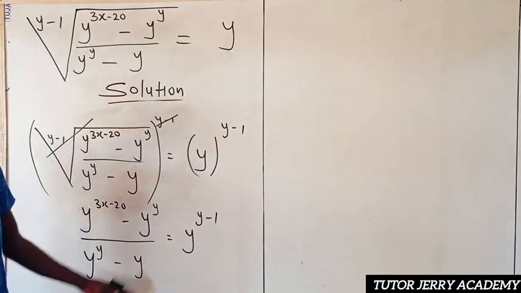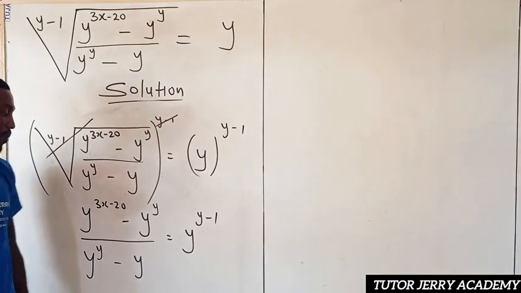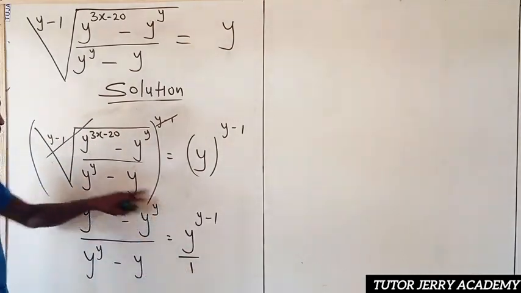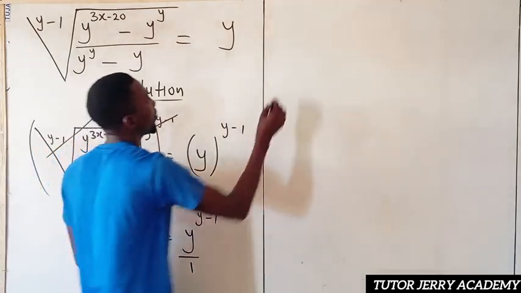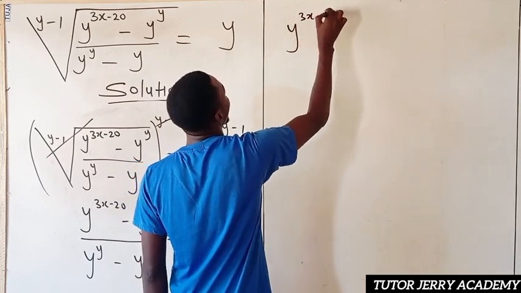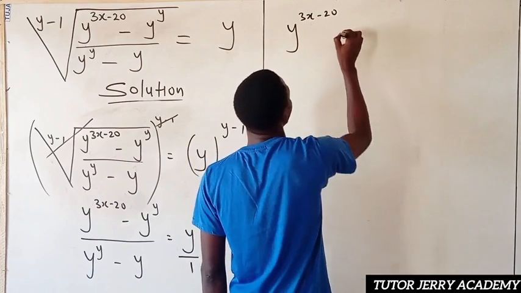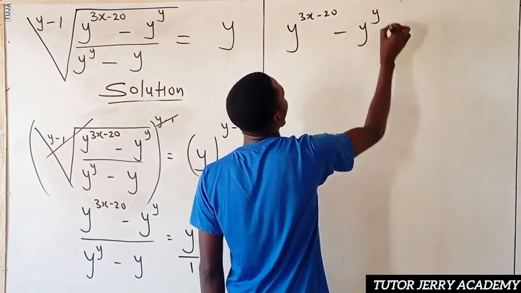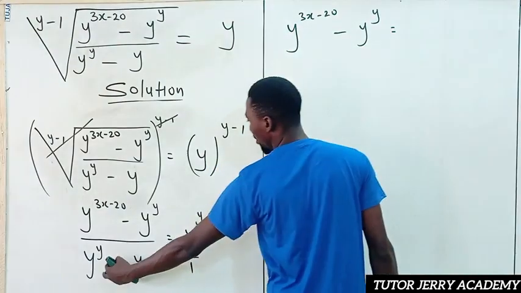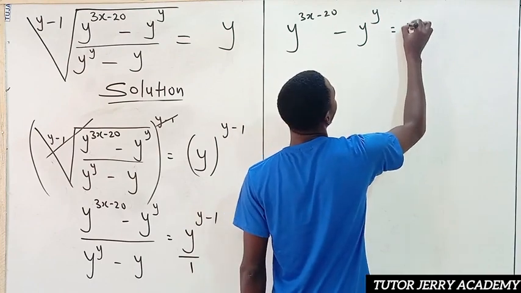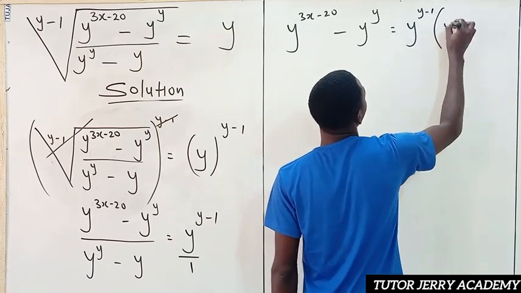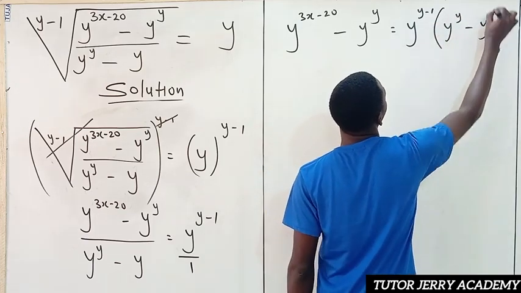Alright, so the next thing we are going to do is cross multiply. That is, we can put this over 1. So 1 multiplied by everything we have here is going to give us y to the power of 3s minus 20 minus y to the power of y equals to, then y to the power of y minus 1 multiplied by this. So we are going to have y to the power of y minus 1 into y to the power of y minus y.